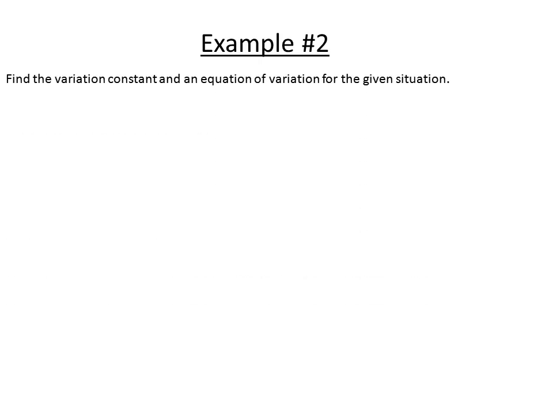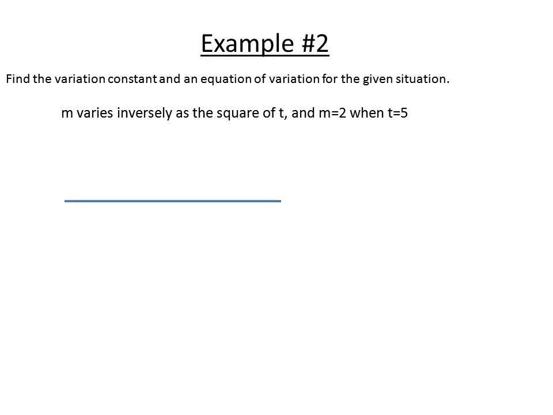Another example. Find the variation constant and an equation of variation for the given situation. M varies inversely as the square root of t, and m equals 2 when t equals 5. The very first thing we want to do is look at the variables being used and the type of variation that we are asked to use. M varies inversely as the square root of t.